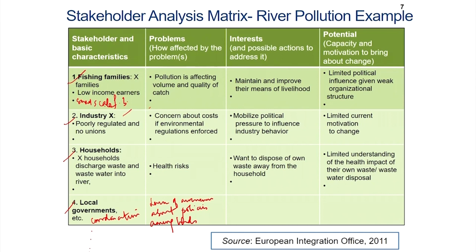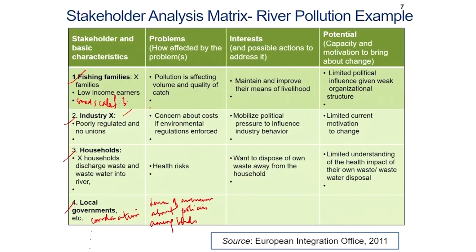So, in here with regard to low income earning fishing families, the problem that they were facing is pollution is affecting volume and quality of catch. With regard to interest, then of course, their interest is to maintain and improve their means of livelihood, because any amount of river water pollution directly affects their livelihood options. Therefore, their interest and the possible actions that they may want to cooperate in could be with regard to maintaining and improving their means of livelihood.